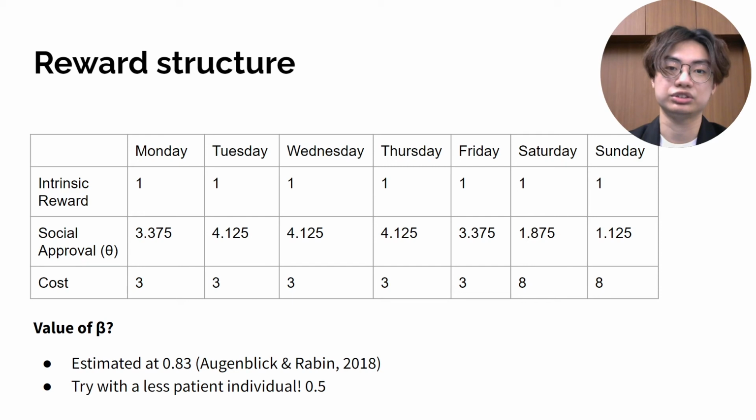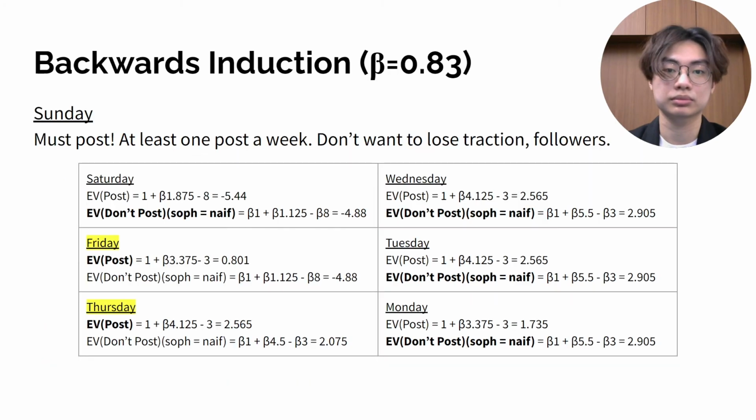Here are values for intrinsic reward, social approval, and cost as described earlier. The values for intrinsic reward and cost are estimates, as it is difficult to weigh the value of these unknowns relative to our known social approval. We estimate beta at 0.83 as per Ogdenbeck and Rabin, but we will also consider an individual with a beta of 0.5. In either case, the poster must post on Sunday, as they would want to post at least once a week, so as to avoid losing traction or followers. So we conduct backwards induction for both types of posters.